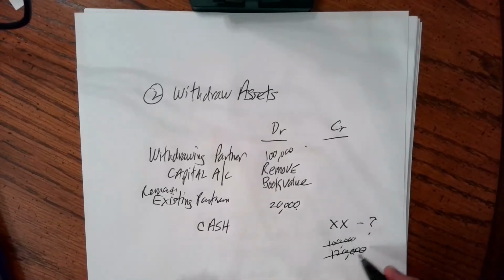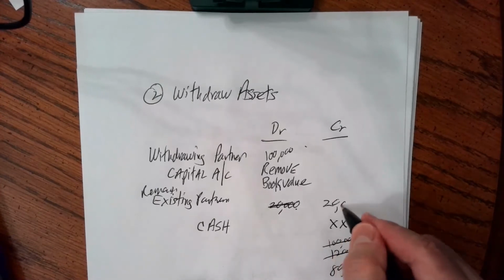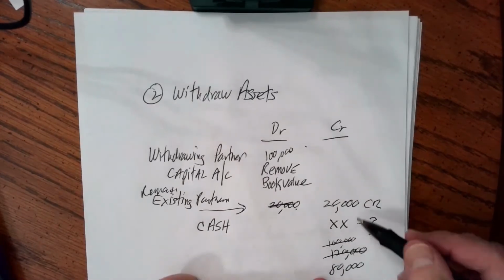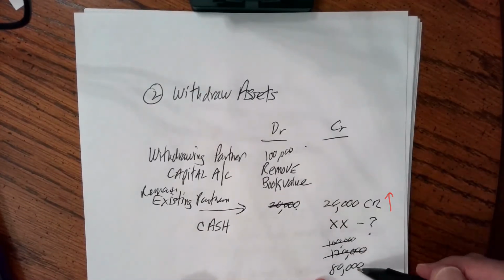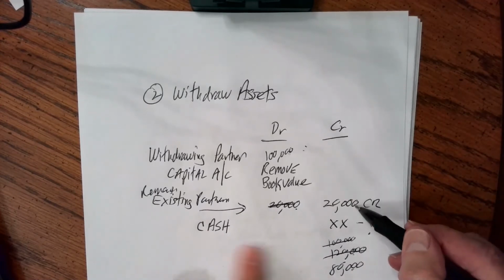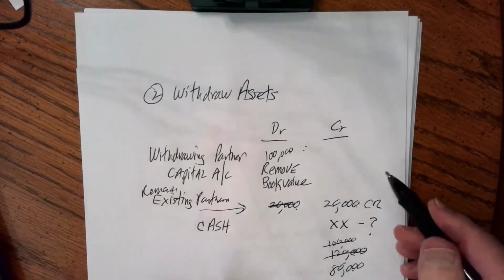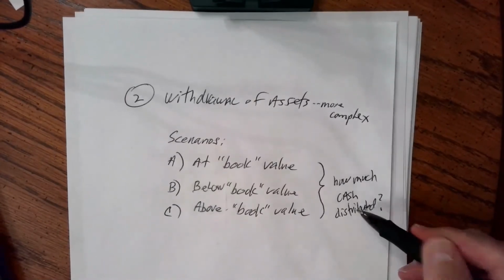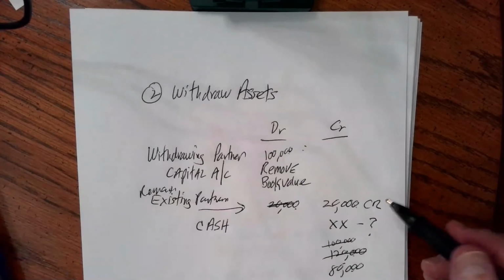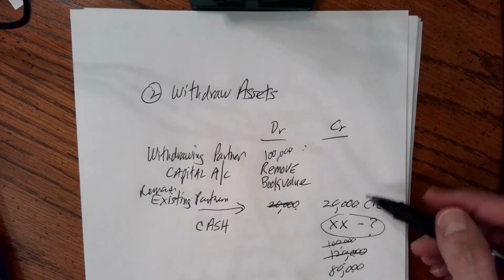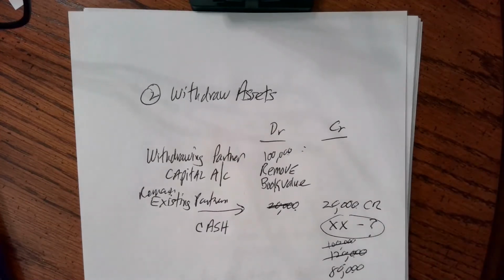If the partner is paid less than book value, $80,000, in effect, the existing partners are credited because the withdrawing partner wants to get out of the partnership. He agrees to take less than his book value, and the difference gets credited to the remaining partners. So it's all about determining how much cash is distributed. Three scenarios. So that's the key determinant. The rest are mechanical entries to the partners' capital accounts.